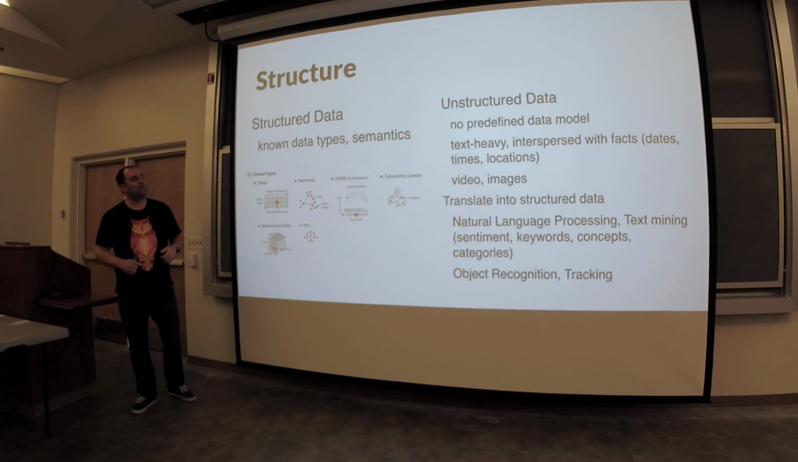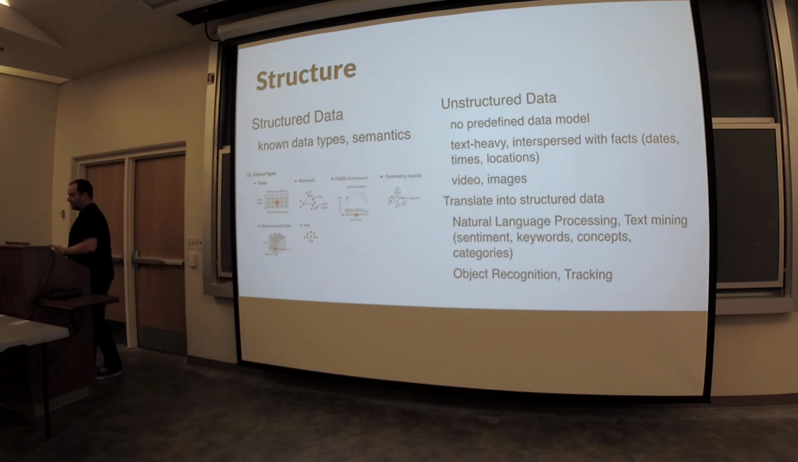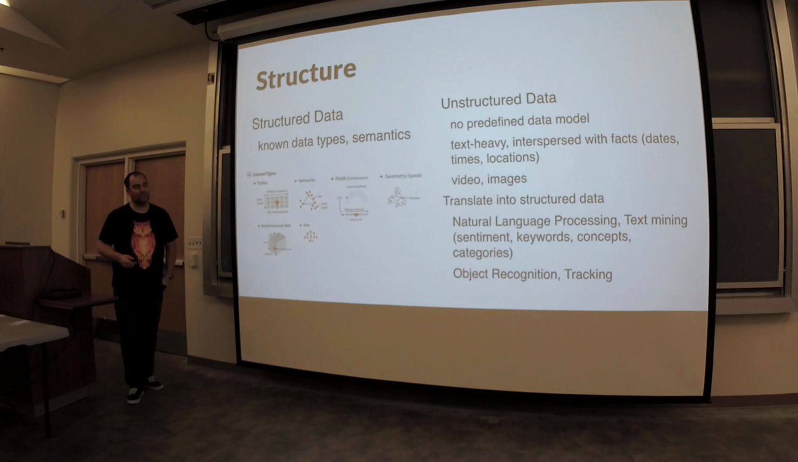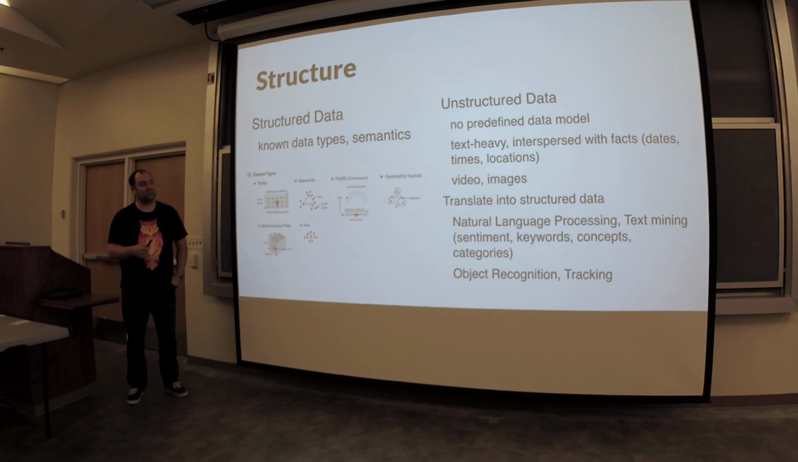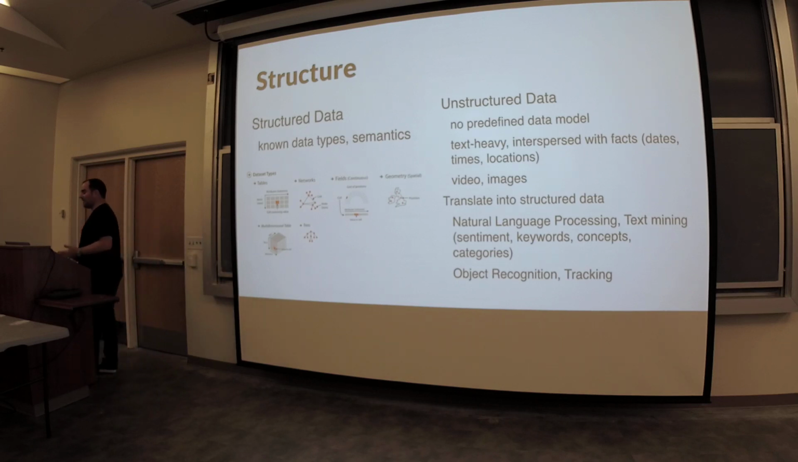This is commonly found in text. Text is unstructured, right? It contains information. It's made for humans and not for computers. Text can be interspersed with facts, things like dates or times or locations or just arguments. And the other major source of unstructured data is videos or images.